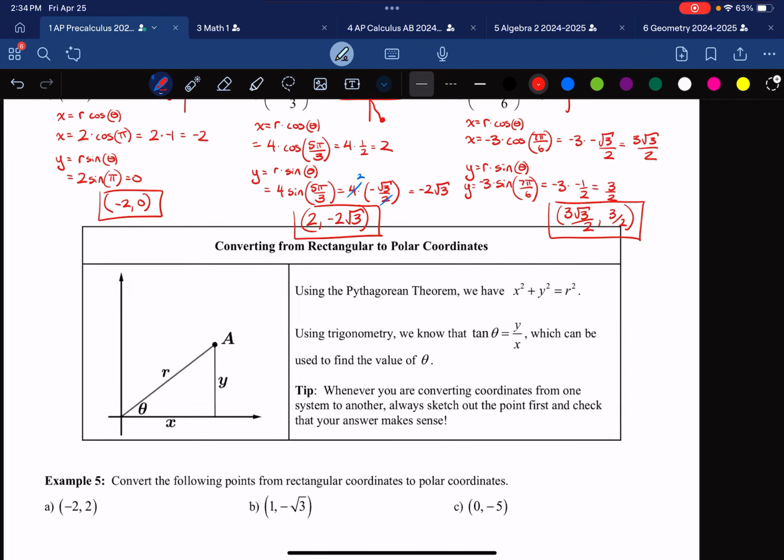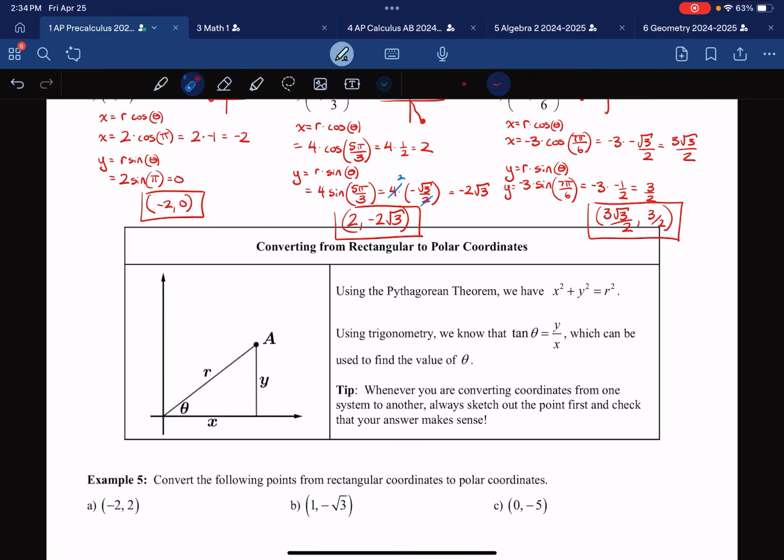All right, let's try going the other direction. The other direction is arguably more work because you have to use 2 things that both require a bit of work. It's not just one formula. The first formula is Pythagorean theorem, which is x squared plus y squared is equal to your radius squared. So leg squared plus leg squared is equal to hypotenuse squared. And then you can solve to figure out what the r is. Because what you're after is an r and a theta.